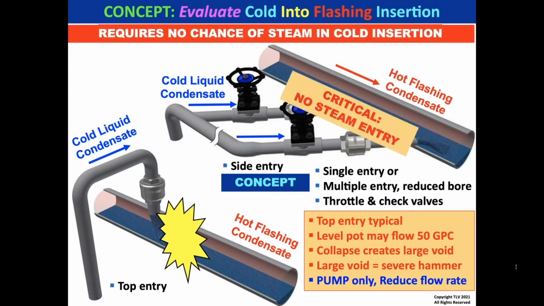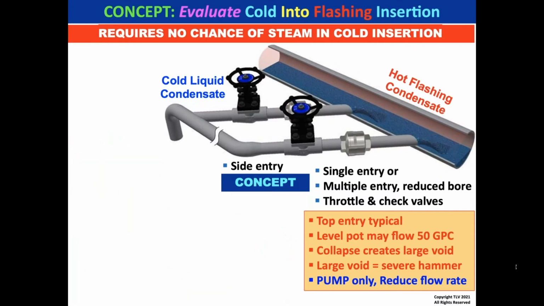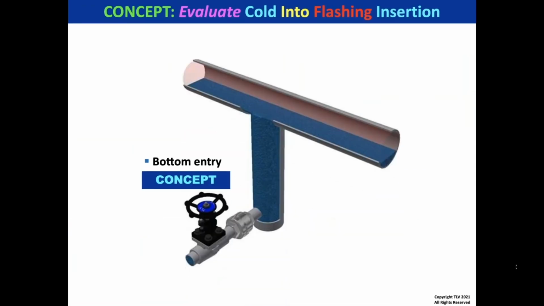You could get quite severe collapse hammer from steam coming in at those points. That would be bad. So it can only be with a pumped-only system. And there's the side entry concept. But suppose that your condensate header is 3 levels up in the rack, and you don't want to be able to put multiple entry points up in there.